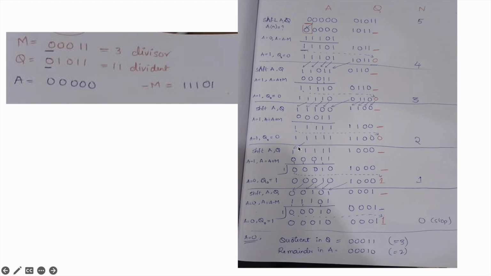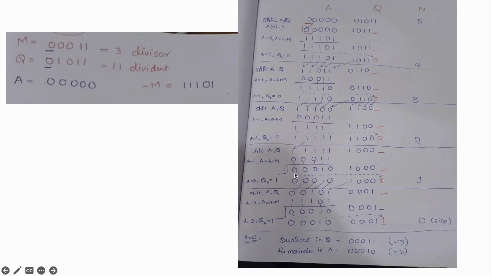Shift left a and q. So each bit of a and q are shifted towards left. Q naught value is not known. Now a of n value is 1, so we have to add m to the a. M value is 0, 0, 0, 1, 1. So this has to be added. 1 plus 1, 1, 0, 0 here, 1 here. 1 plus 1 plus 1 is 1, 1. 1 here, 1 here. 1 plus 1, 1, 0. And 1 plus 1, 1, 0. 0 here, 1 here. 1 plus 1, 1, 0. 0 here, 1 here. So this one is neglected.